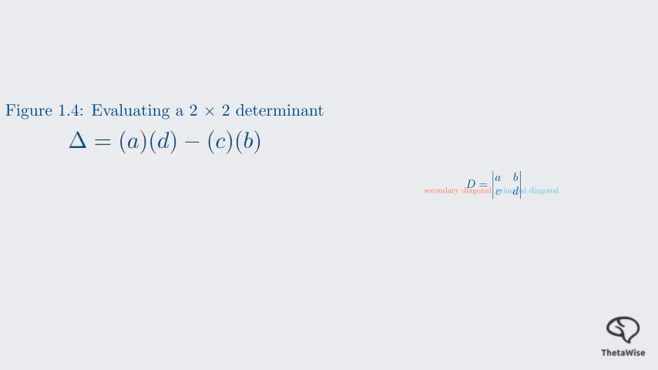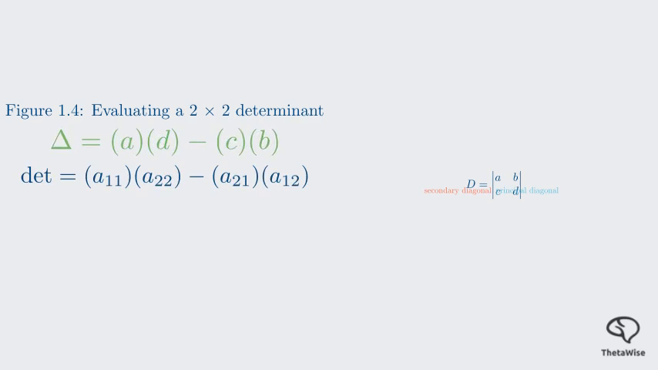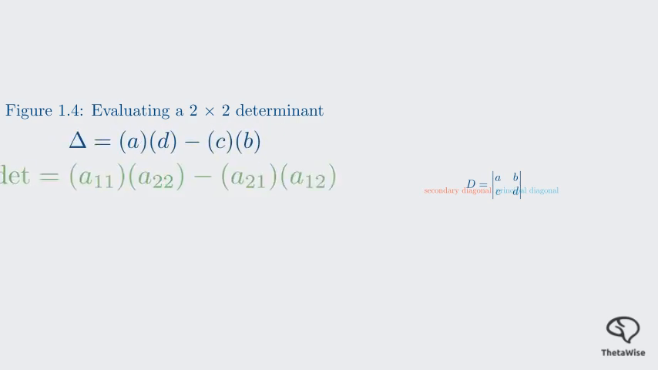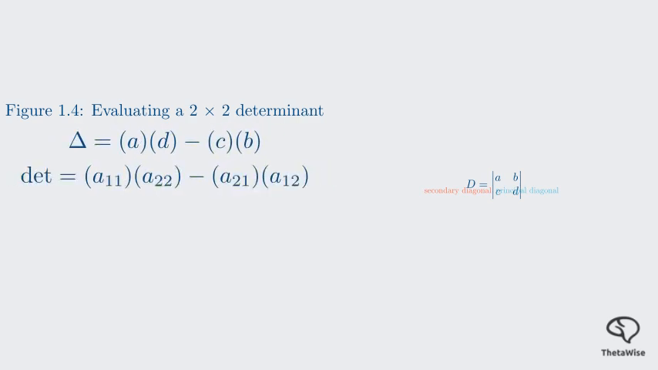Let me repeat that. Delta equals the product of the principal diagonal AD minus the product of the secondary diagonal CB. The book also shows this formula using the Aij notation. This formula is the core of our lesson today. It's the method we will use for every example. The key is to remember the order of operations. Principal diagonal first, then secondary, and you always subtract.